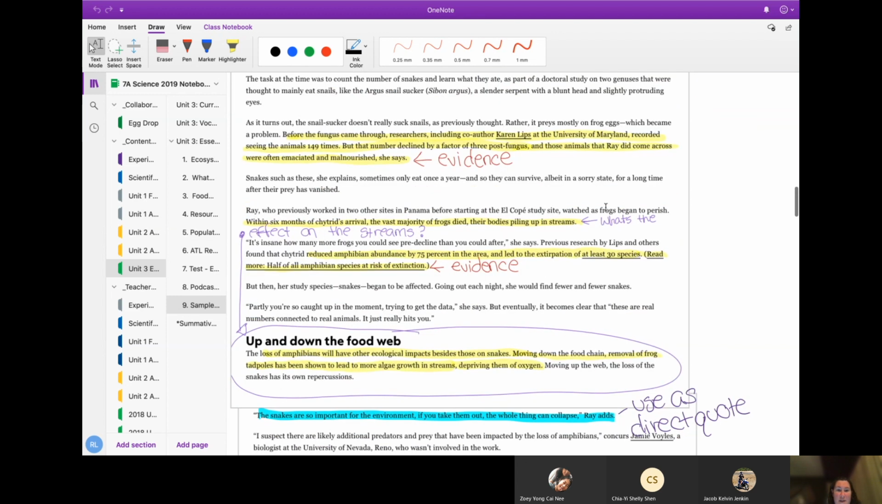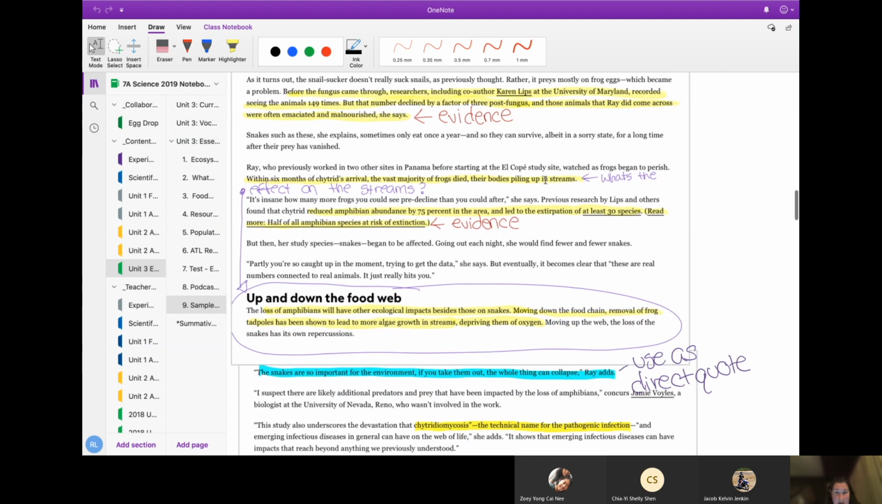A little bit further down, here's some more evidence. So they're giving actual numbers. They recorded seeing the animals 149 times, but that declined by a factor of 3 after the fungus. And then a little bit further down, it even talks about all these frogs and salamanders and stuff, they're dying and their bodies are piling up in the streams. So I had a question, what's the effect on the streams? Does that cause another sort of chain reaction effect? And they actually do talk about that a little bit later on. So they're giving some more evidence.